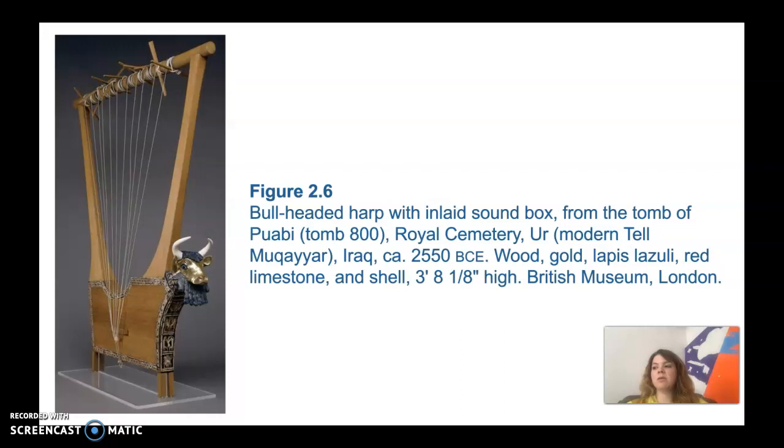And this is the bull-headed harp with inlaid soundbox from the tomb of Puabi. So it's a pretty interesting piece. It's reconstructed here, and as you can see, the bull's head is fashioned from gold leaf, and then lapis lazuli is the beard and the top of the head. And then the wooden box is actually inlaid with lapis lazuli as well, and different stones, and red limestone.